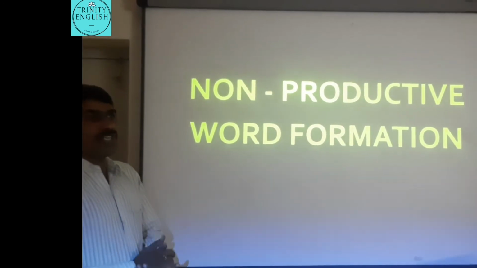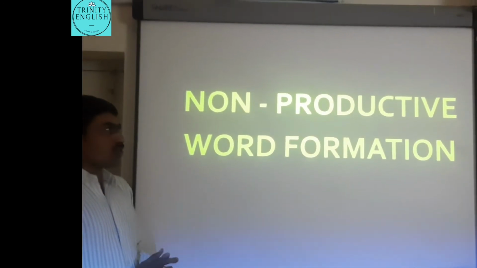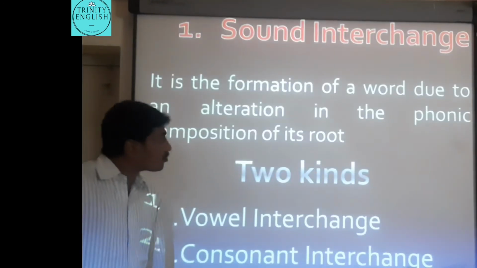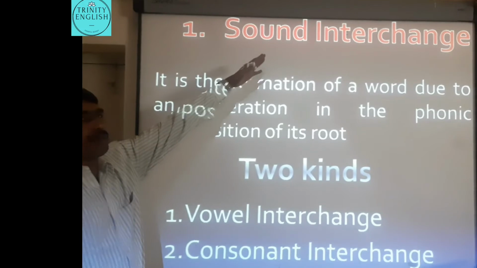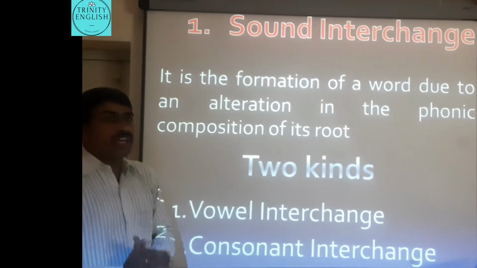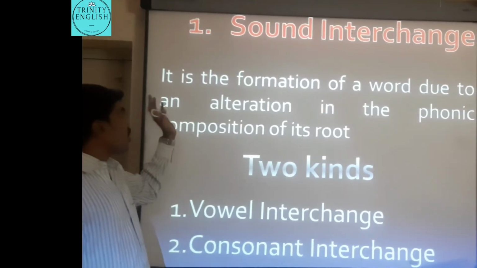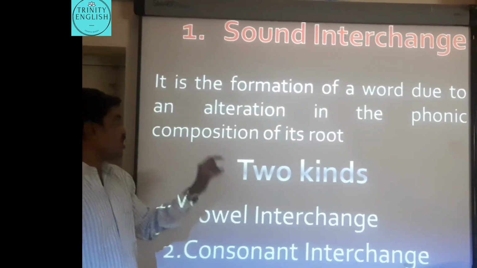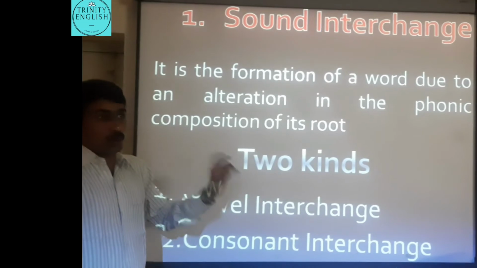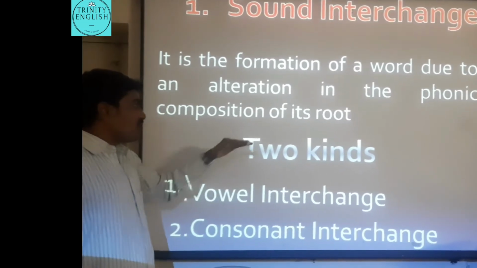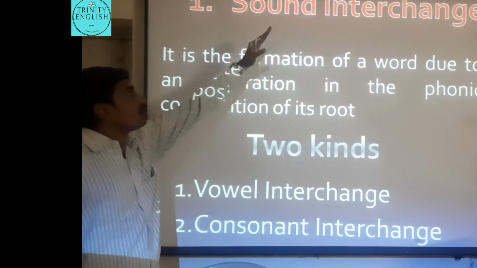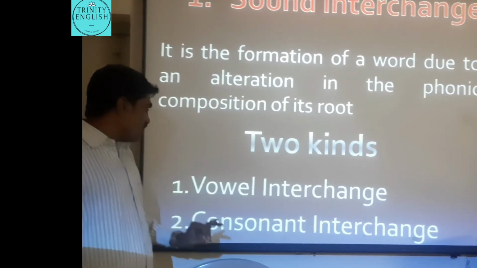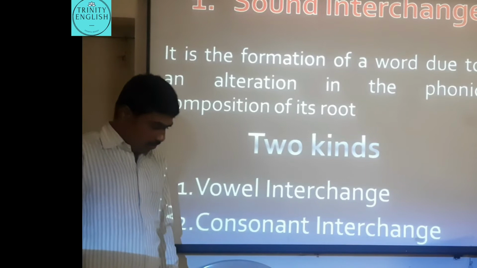Up to now we have seen productive word formation, and now we look at non-productive word formation. In non-productive word formation, the first one is sound interchange. Sound interchange is the formation of a word due to an alteration in the phonetic composition of its root. We have two kinds of sound interchange: one is vowel interchange and the other is consonant interchange.